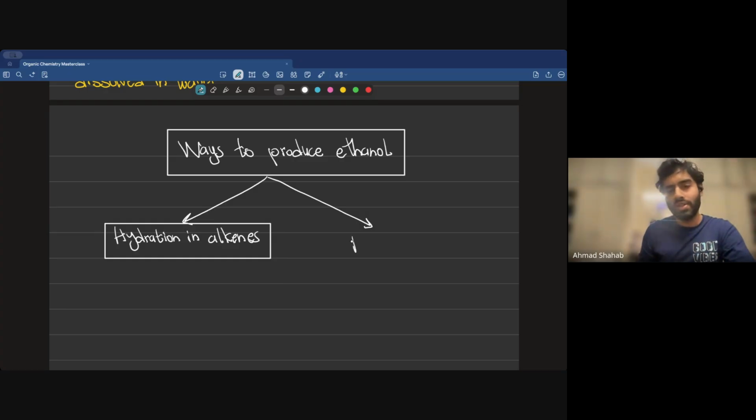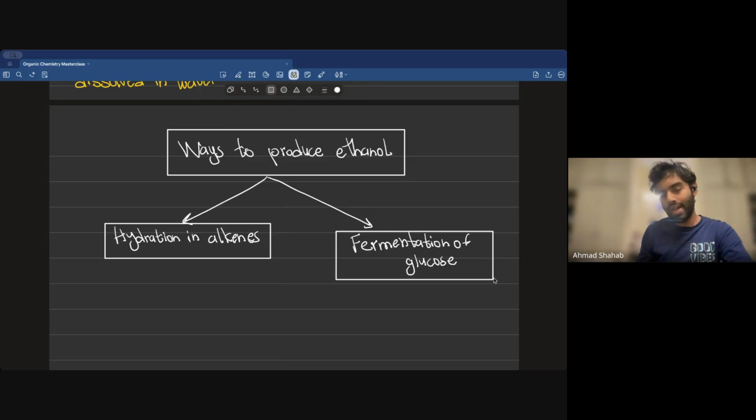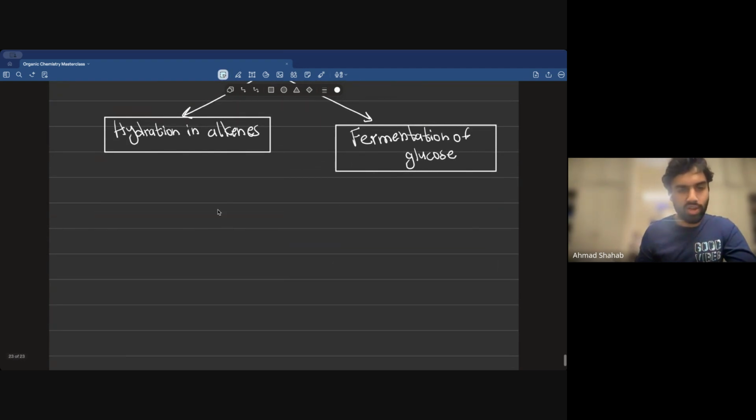But the other method is fermentation of glucose, right? And that is a very interesting way to make ethanol, and it has some benefits over this other method that we just discussed. All right.